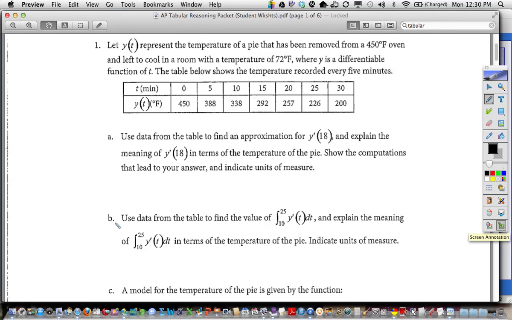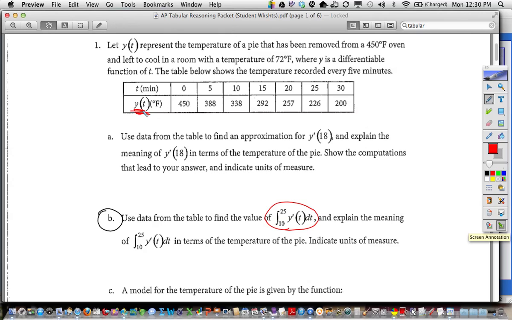I want to focus on part B, because part C and D just give you an equation for the temperature, then you work with that, which is a pretty typical type problem. But I want to talk about the one here where it asks us to work with the table. Now, they want us to evaluate this integral. If you look carefully, that says y prime. The integral of y prime from 10 to 25, and use the data in the table. Of course, the data in the table is y.